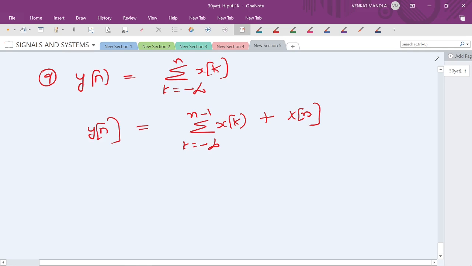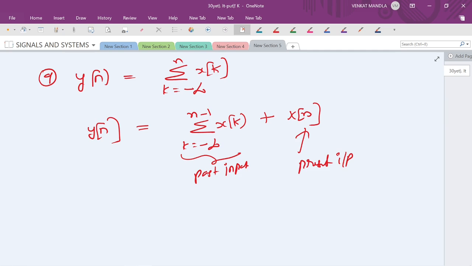So now I'll check it. y[0], k equal to minus infinity to minus 1, x[k], right? k equal to minus infinity to minus 1 means all these are past inputs. This is present. There are no future inputs. If you want, you can substitute some values. Substitute 2, y[2] equal to k equal to minus infinity to 2 minus 1, right? 2 minus 1 means 1.